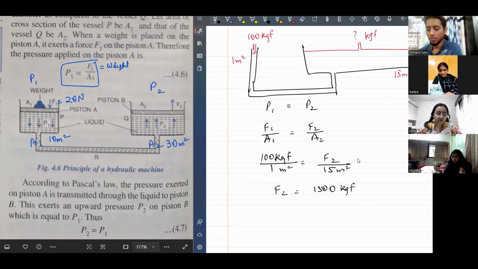So what is the use of this hydraulic machine? Just by applying a force of 100 kgf, we're able to lift a car which weighs 1,500 kgf. Did you understand how a hydraulic machine can be used?